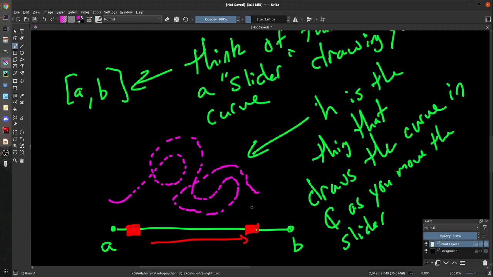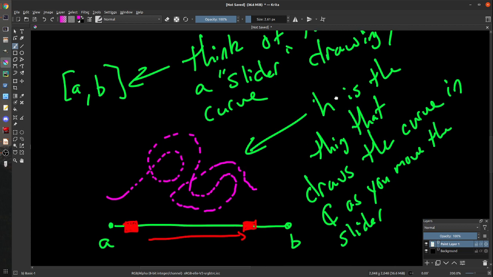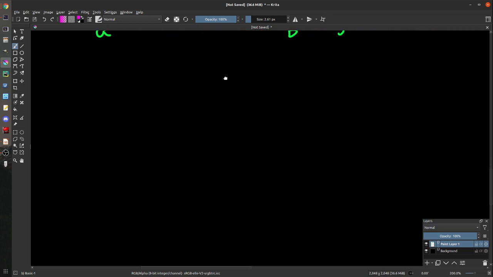So okay, we've got some good old fashioned curves, and what we're going to start to talk about is the idea of a contour integral.